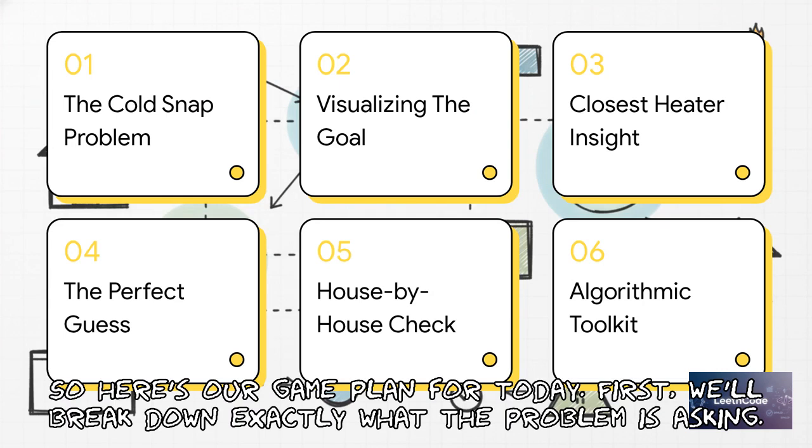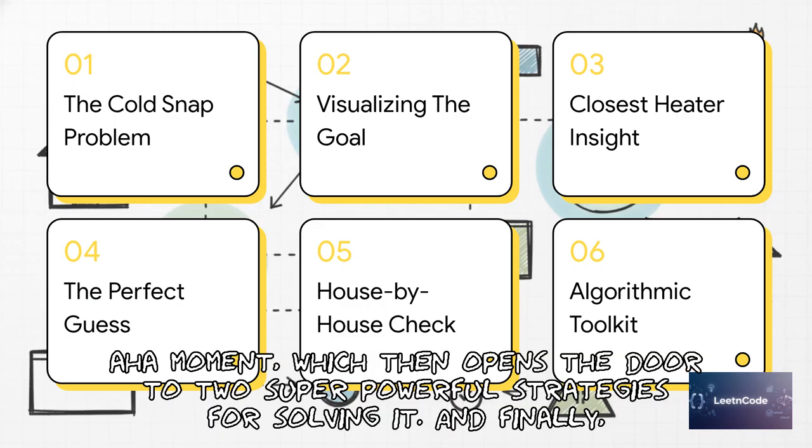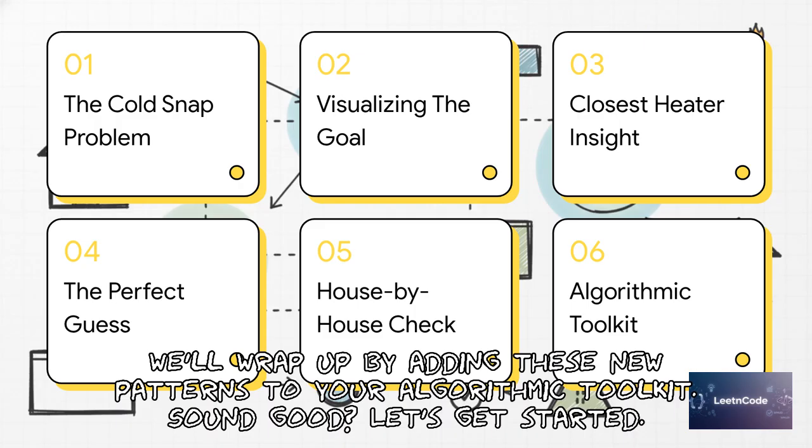So here's our game plan for today. First, we'll break down exactly what the problem is asking. Then we're going to visualize it, really build up our intuition. This is going to lead us to a huge aha moment, which then opens the door to two super powerful strategies for solving it. And finally, we'll wrap up by adding these new patterns to your algorithmic toolkit. Sound good? Let's get started.